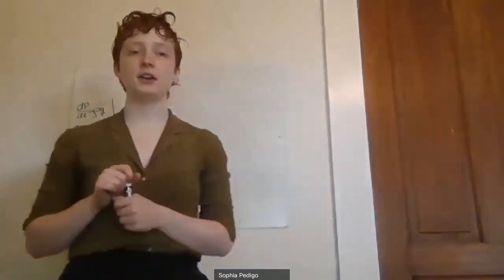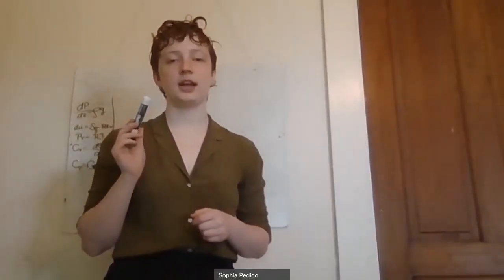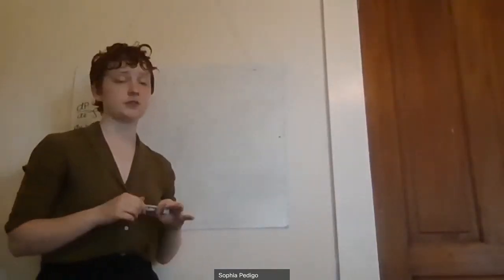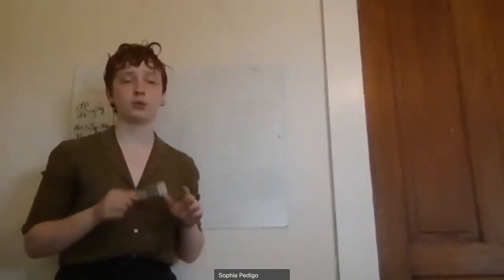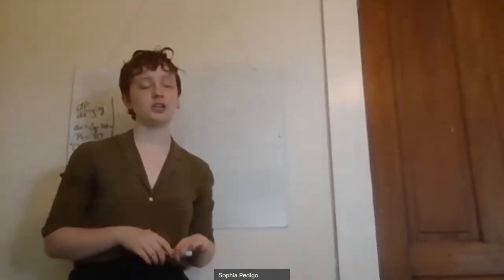My name is Sophia Pedigo, and today we're going to be finding an equation which relates the change in air pressure, temperature, and the change in altitude. For starters, we're going to make a couple of assumptions in order to do this. First, we're going to be working with 1 mole of gas. The process is adiabatic, meaning there's no change in heat, and it's also a reversible process.